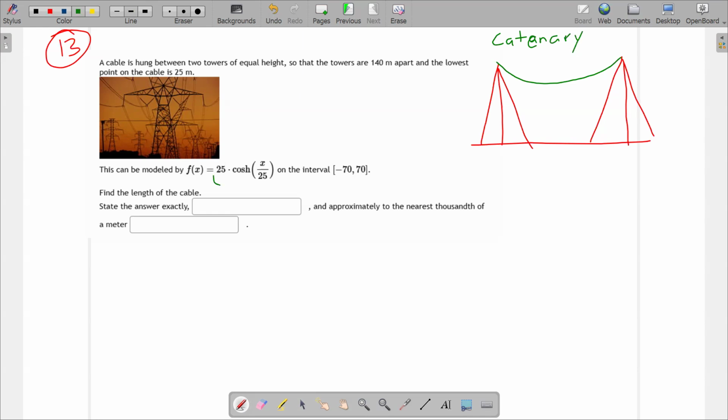And it is modeled by a hyperbolic cosine function. So I'm going to put the y-axis in between there. This would be x equals negative 70 there. This is positive 70 there. And the towers up here are at 140.